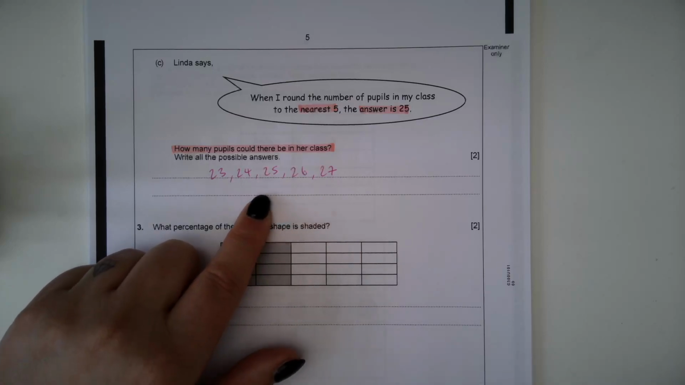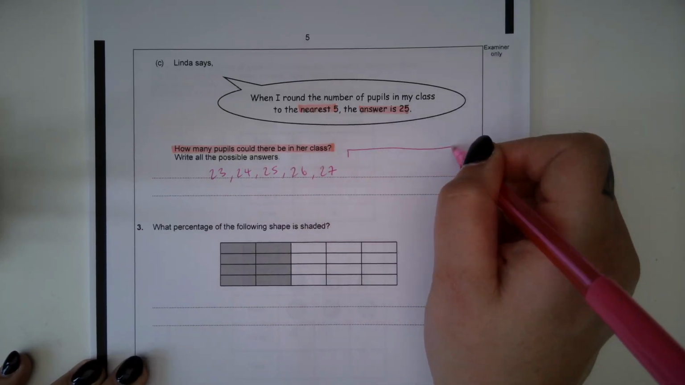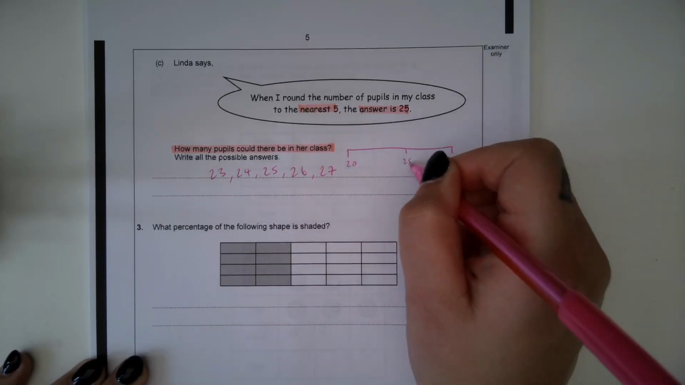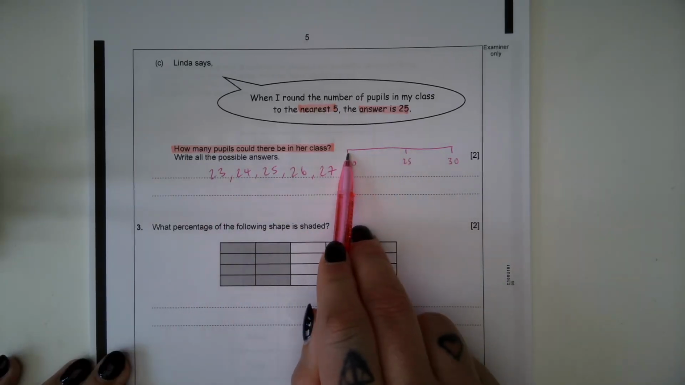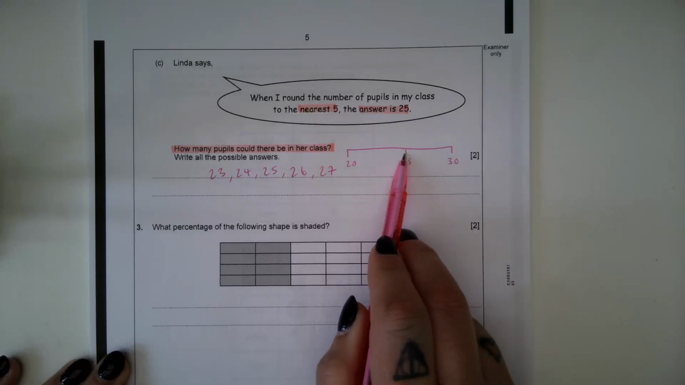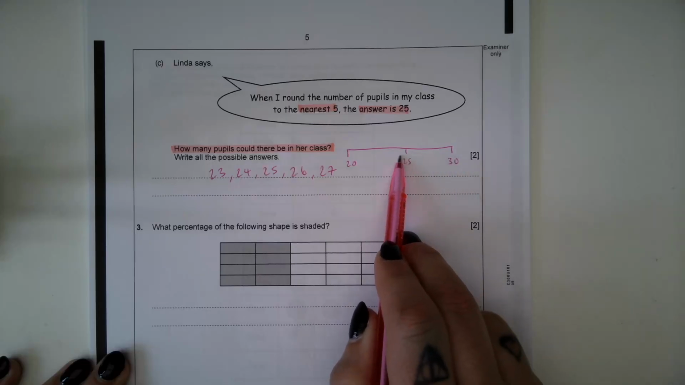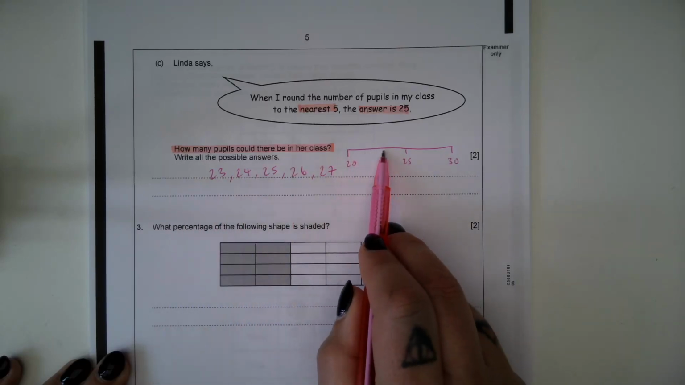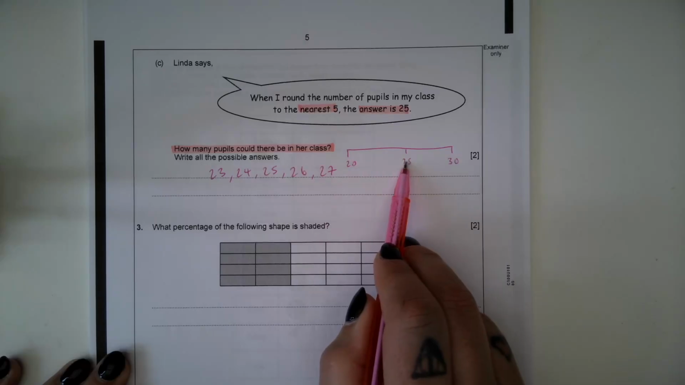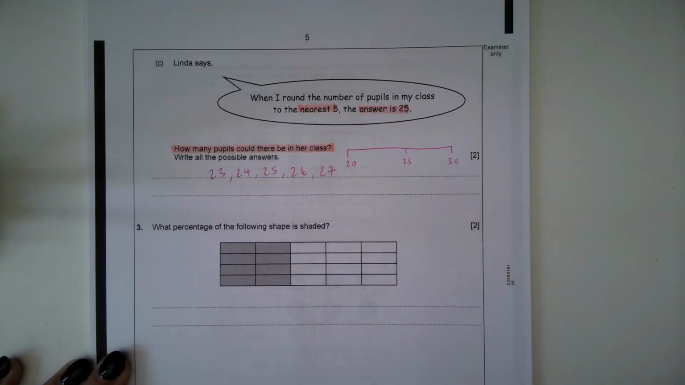And the reason why we can have those, guys, if we think about it, is because we're rounding to the nearest 5. So if we put a little bit of a number line here, so if we've got 20, 25, 30, because we're dealing with the nearest 5, so we're going to look at multiples of 5. 23 would be over halfway between 20 and 25, which means it's closer to 25. 27 would be less than halfway between 25 and 30, which means it's closer to 25. However, if we had 22, for example, that would be less than halfway between these two, so it would be closer to 20 as the nearest 5. So 23, 24, 25, 26 and 27.